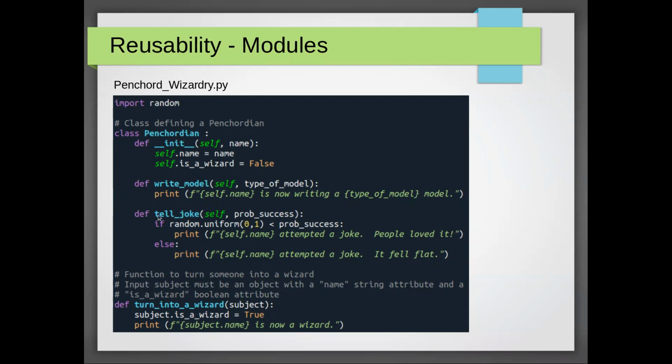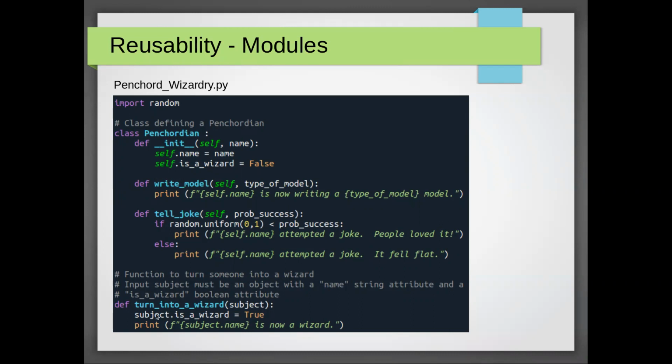And then separate to that, also in my module, I've also got this standalone function, which isn't part of the Pencordian class, which is its own function here that I've written. And this is just a function which turns someone into a wizard. And basically the input subject must be an object that has a name string attribute and an is_a_wizard Boolean attribute, which obviously the Pencordian class meets that criteria. But it may also be used for other objects. There might be another class that has, as long as it has those two things, then I can use this function on it.